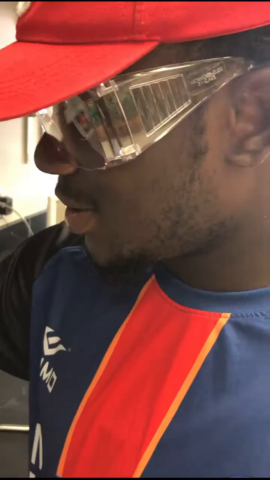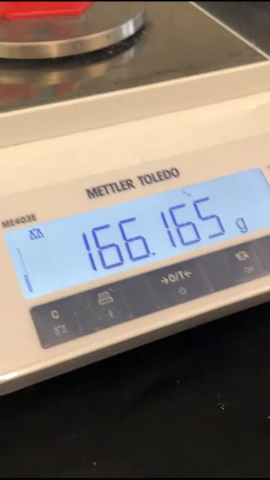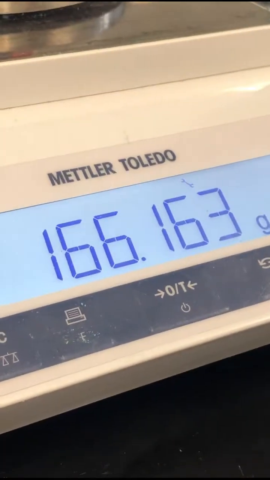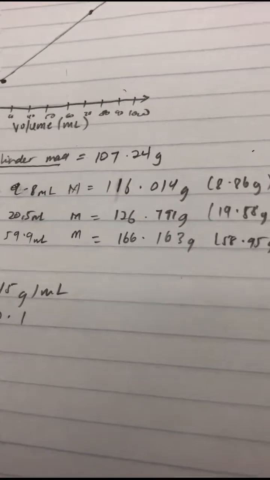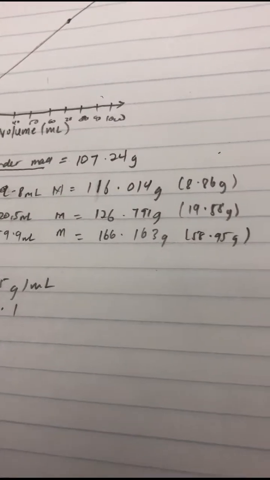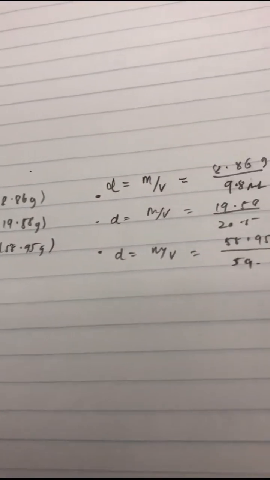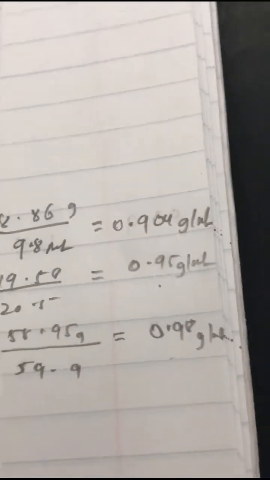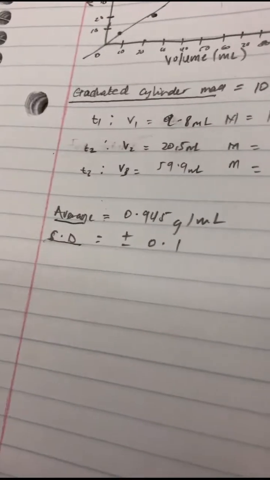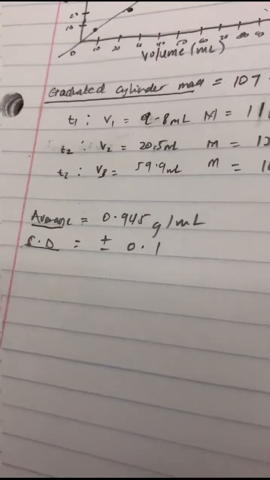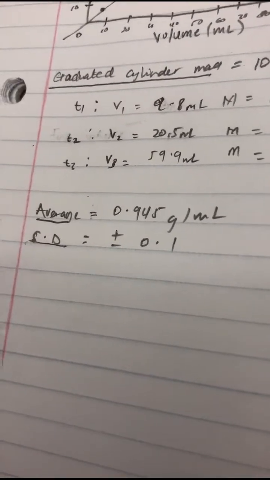116.074. So me and my boy Daniel right here, we got the volume, then we got the mass by subtracting final minus initial, taking off the beaker's weight. Then we all set it up using mass divided by volume, and we got our densities. Then after that we averaged them, and we got an average of 0.945 grams per milliliter, a standard deviation of 0.1.